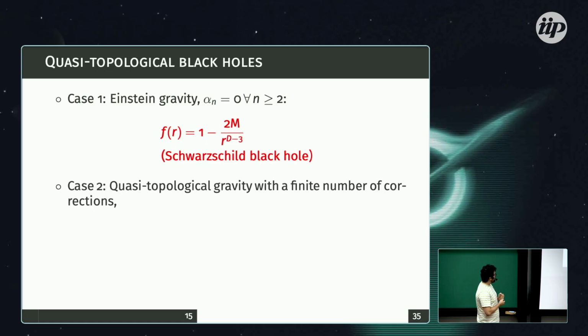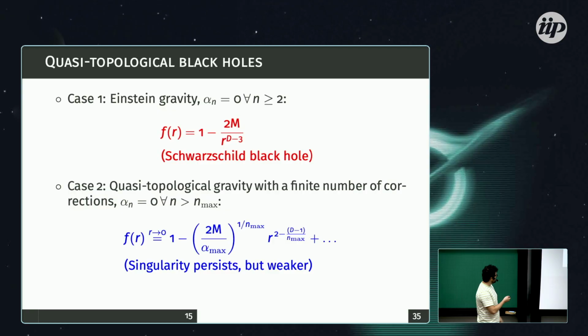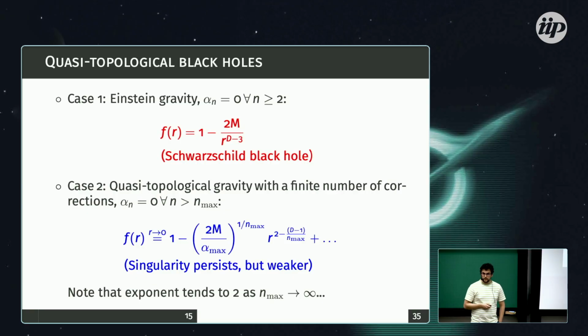Consider now a quasi-topological theory with a finite number of corrections. In that case, I'm just truncating at some n max, and what happens is that there is still a singularity. If you compute the curvature invariants, you will see that it is still singular, but weaker. This is what happens in Lovelock, for example. You see there is a dependence on n max that appears here. It's interesting because this is 2 minus (d minus 1) over n max, so the exponent tends to 2 as n max goes to infinity. And this is precisely the form that you require in order to have a de Sitter core, which would correspond to a regular solution.